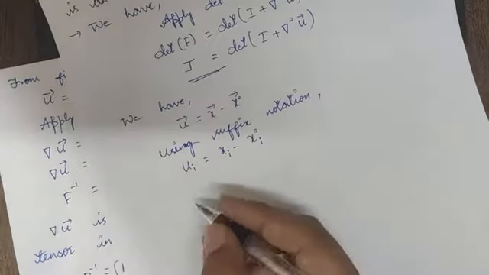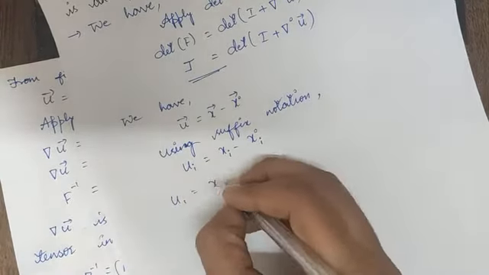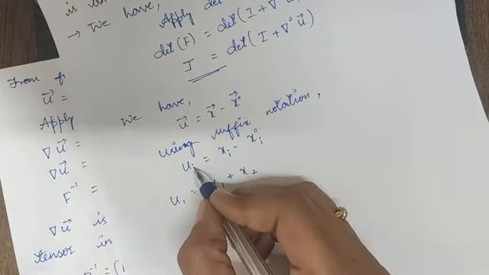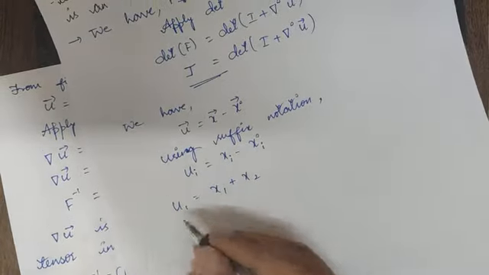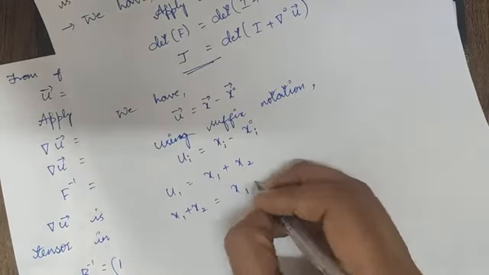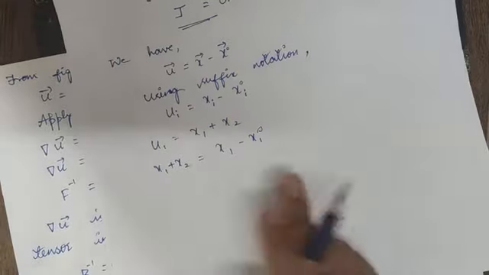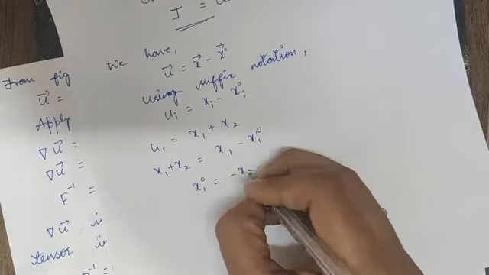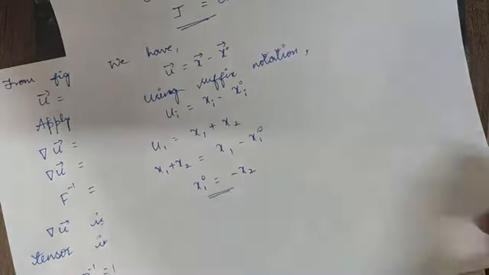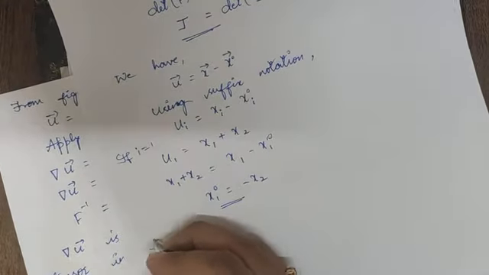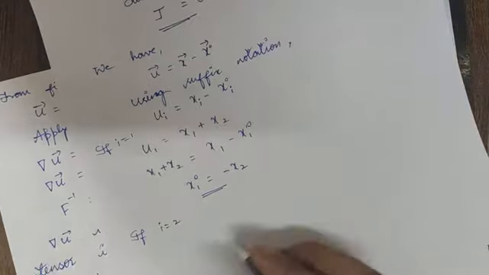so what we have, u1 is equal to x1 plus x2. Substitute here, if i is equal to 1, this equation becomes x1 plus x2 is equal to x1 minus x1 naught. Solve this now. What you will get? You will get x1 naught is equal to minus x2. This is if i is equal to 1.